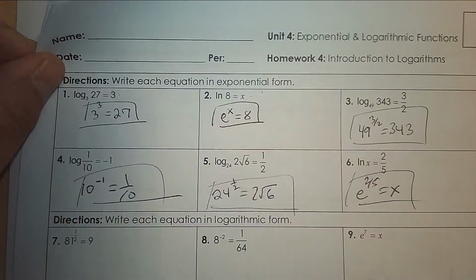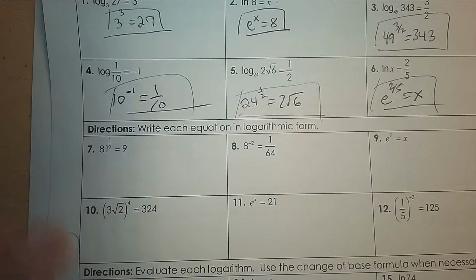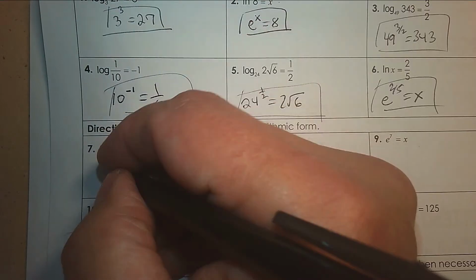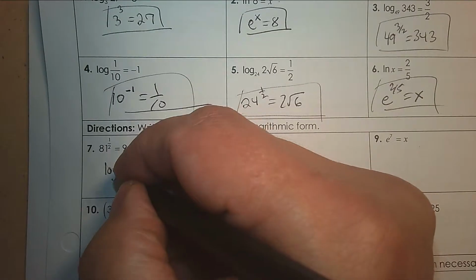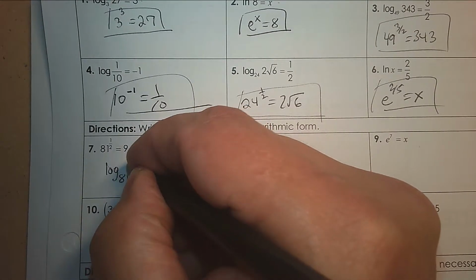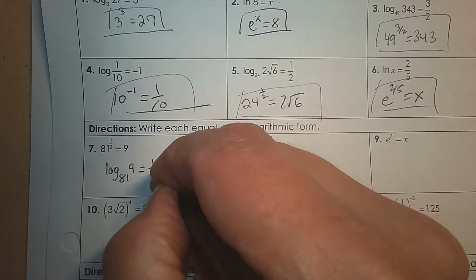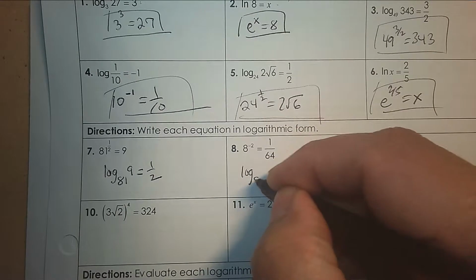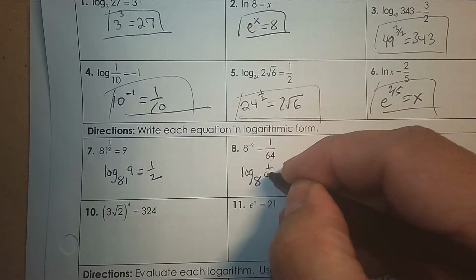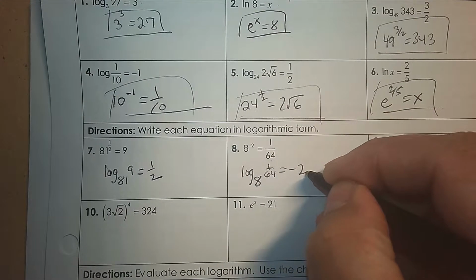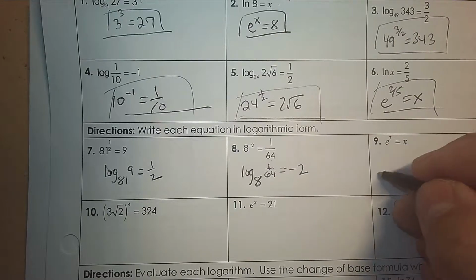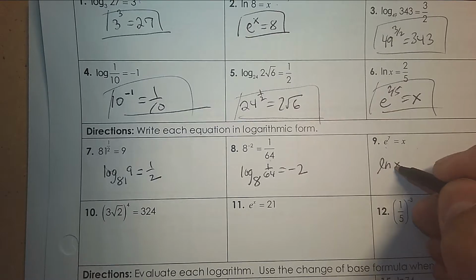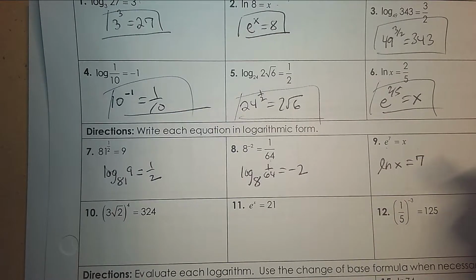So let's write this as a log. 81 to the 1/2 equals 9. So to write as a logarithm, the base, which is 81, the answer goes inside the logarithm, and then it's equal to the exponent. So we write down the logarithm, the base is 8, the answer goes inside the logarithm, and then it's equal to the exponent. E, that's ln. What goes inside is the answer part, x, and then the exponent is on the other side.